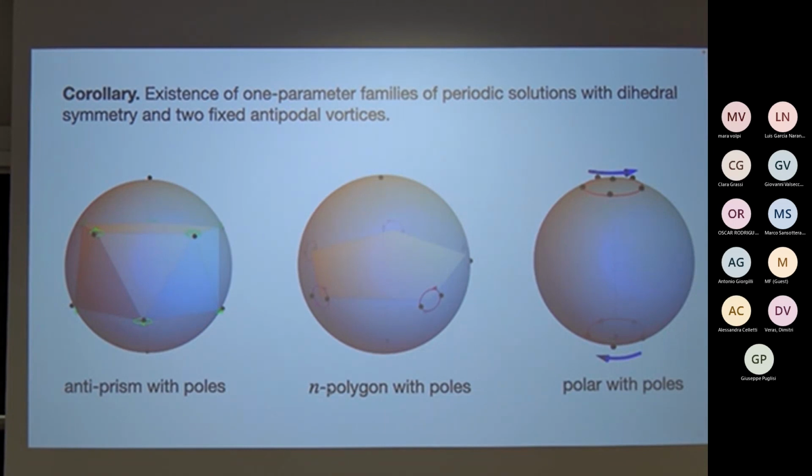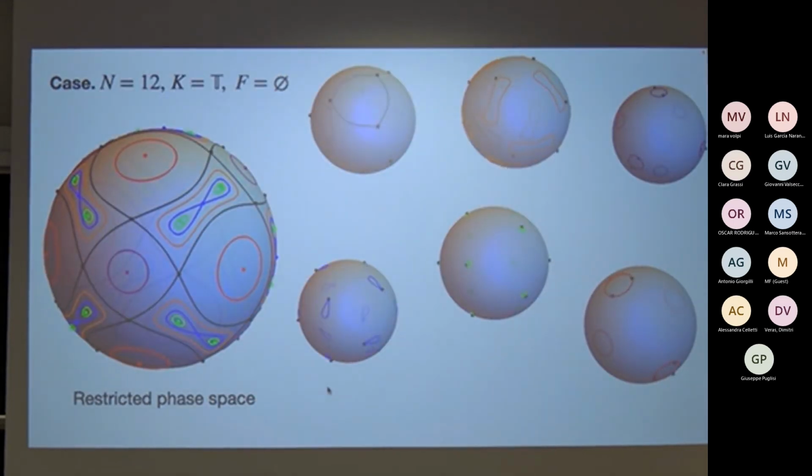You have two vortices going around the vertices of a polygon, and similar for the last one. So let me show you the last pictures. What happens when you pick the tetrahedral group, you get even more interesting symmetries. This time the restricted space has an octahedral symmetry. That's why you see that picture with a lot of symmetry, and that's because the normalizer of the tetrahedral group within SO(3) is the octahedral group.